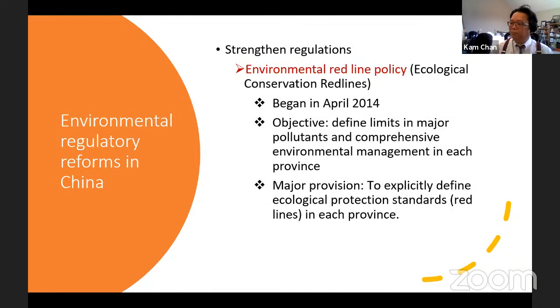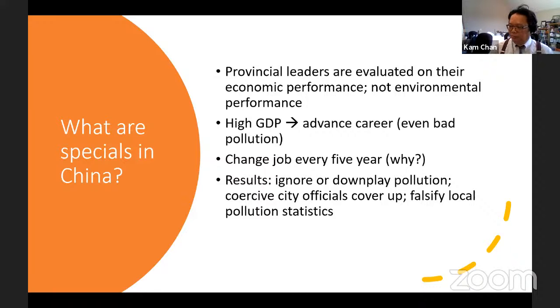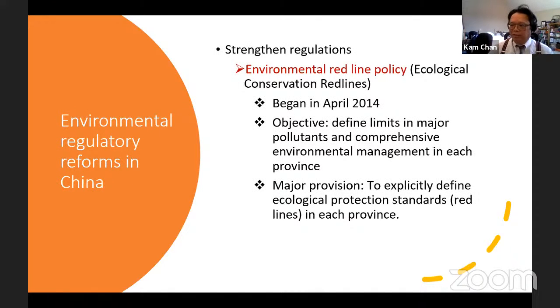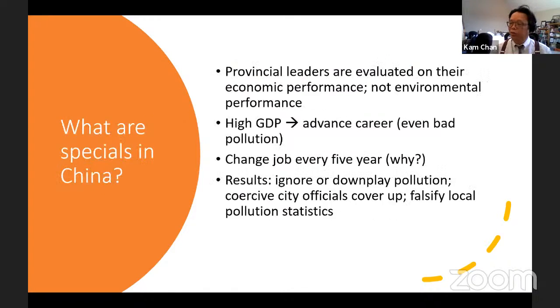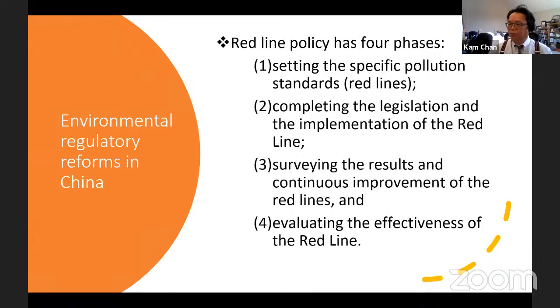So what happened is these provinces actually go ahead and do it. Let me skip to the next one. The central government put up phases. Phase 1, you set your standard. Number two, the province level, they need to pass the legislation because they use those standards to enforce and implement that. And number three, you check the results, continue improvement, and evaluate the effectiveness of that.